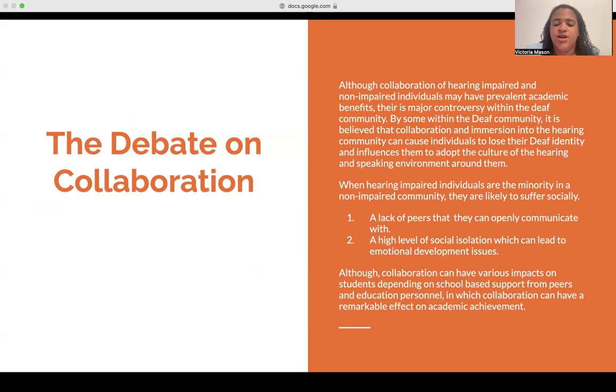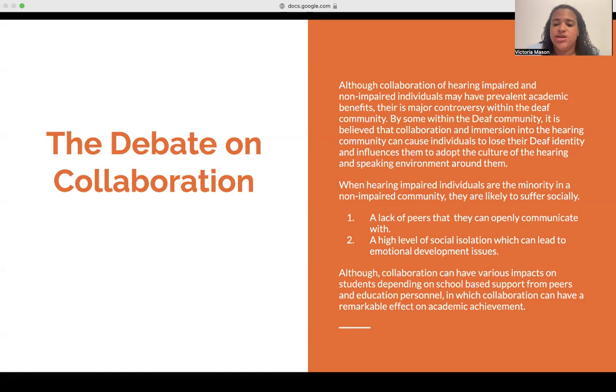When hearing impaired individuals are the minority in the non-impaired community, they are likely to suffer socially. Two reasons why they may suffer socially are a lack of peers that they can openly communicate with and a high level of social isolation, which can lead to emotional development issues.